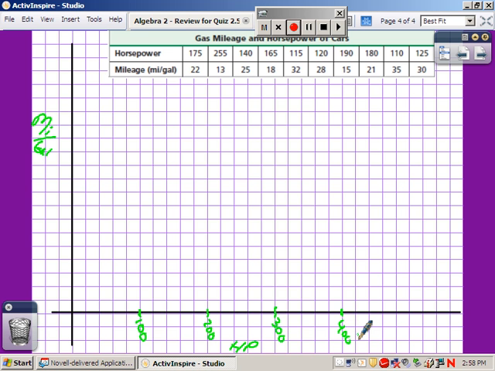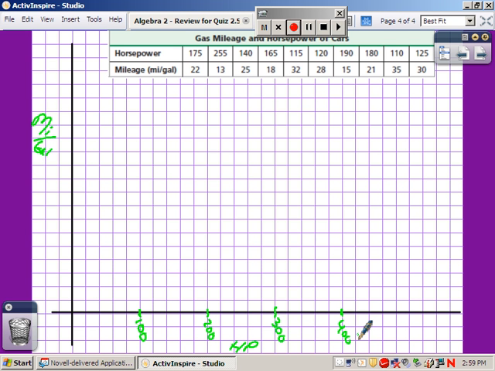Now, if you scale it differently, doesn't mean that it's going to be wrong. It just means that it'll look a little bit different, maybe more spread out. And it also means that your equation might be slightly different than mine, but the whole idea is to follow the process and come up with a pretty good approximation.